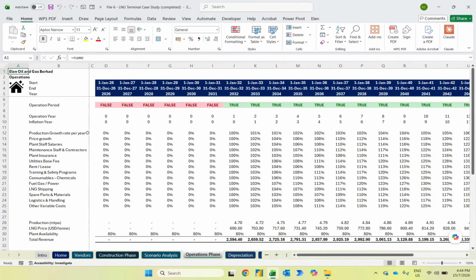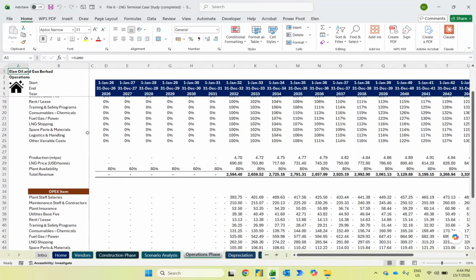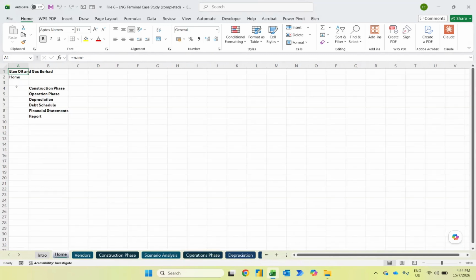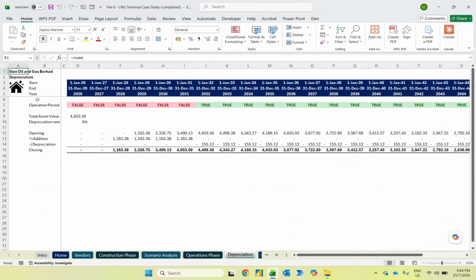Operation phase tells us how the company makes money during the operation, the revenue, and also the OPEX, the operating expenses. And when I click over here, we have depreciation. Depreciation tells us how the value of the asset is reduced over the years. So we have the asset value, depreciation rate, the addition, and the depreciation.